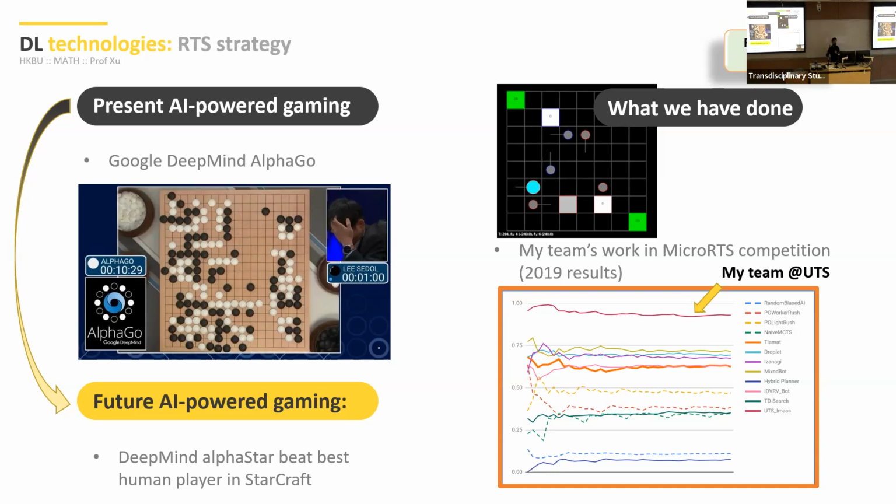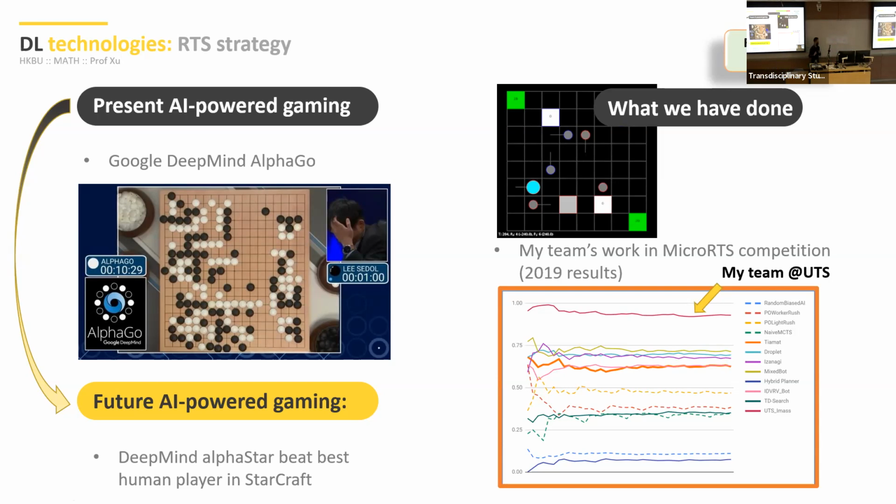That brought reinforcement learning into the attention of the machine learning community. Deep reinforcement learning has been around for decades, but it was only after AlphaGo's victory that a lot of people started researching reinforcement learning. So we also jumped onto the bandwagon by joining one of the competitions.